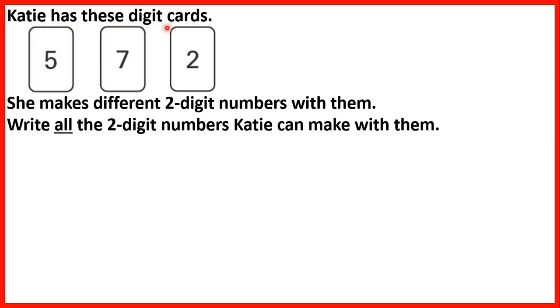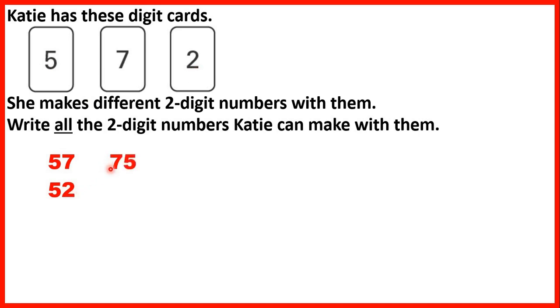Katie has these digit cards, 5, 7 and 2. She makes different 2-digit numbers with them. Write all the 2-digit numbers Katie can make with them. So if she has the 5 first, she can have 57. That's a 2-digit number because we have a tens digit and a ones digit, so that's 2 digits altogether. Or if she has the 5 first, she could then have 2 as the ones digit.